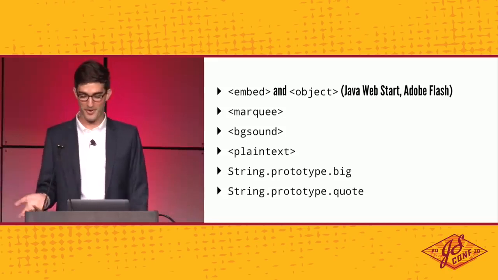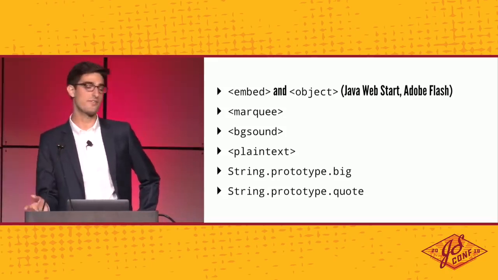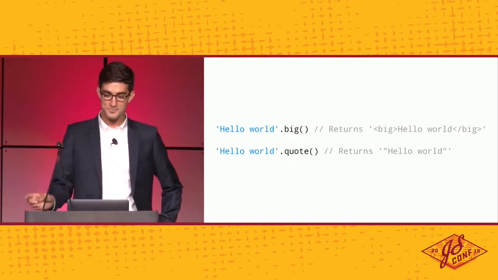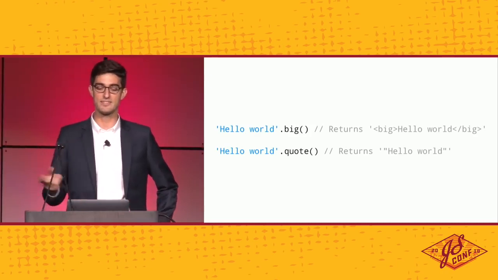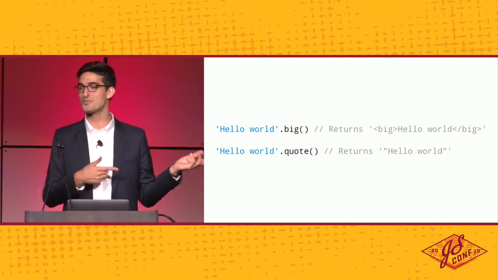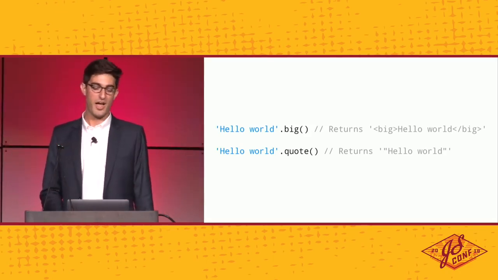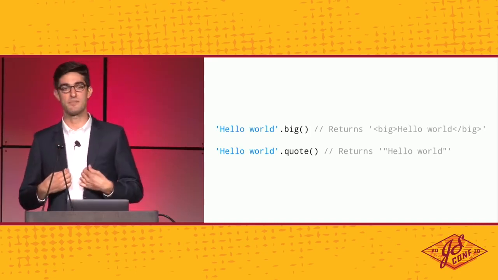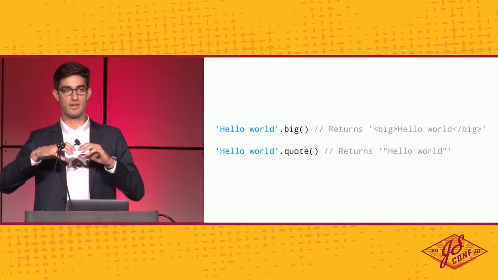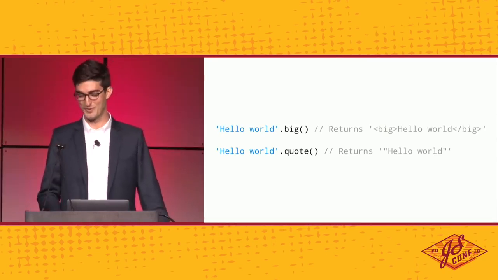I don't know what that's for, but anyway. There's also string.prototype.big and quote, which are not really good for annoying purposes, but they're just silly. If you call big on a string, it just adds a big HTML tag on both sides of the string, and quote just adds double quotes on both sides. Yeah, I looked up what the big tag does. It actually makes the size of the text one size bigger than the parent div around it. Really useful.